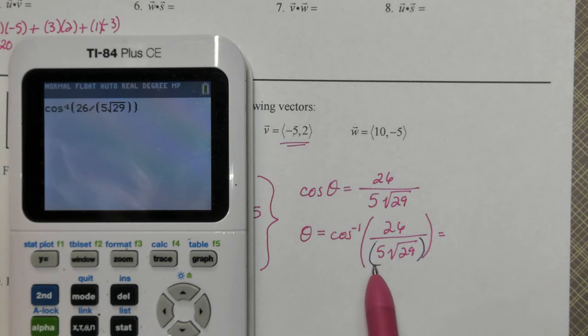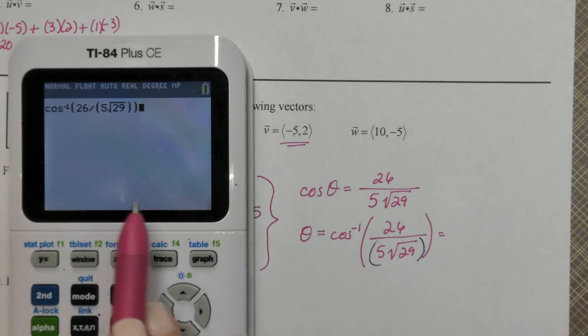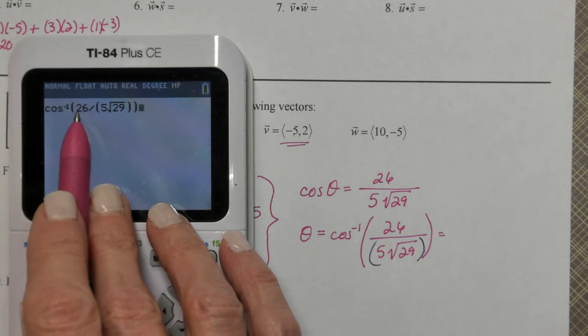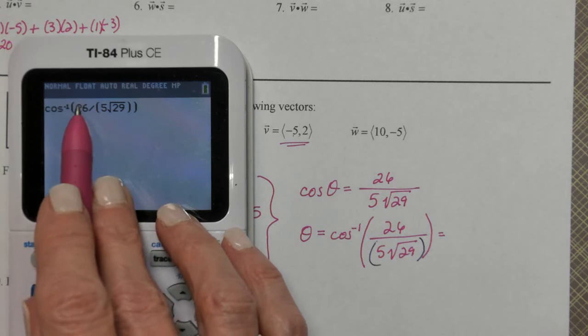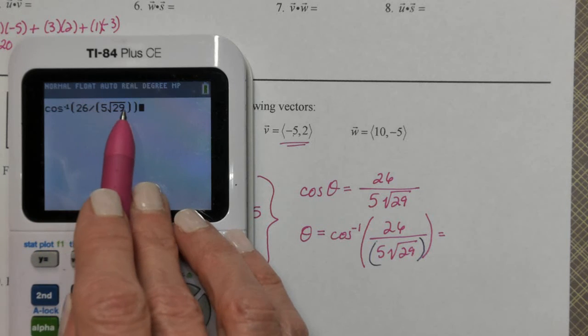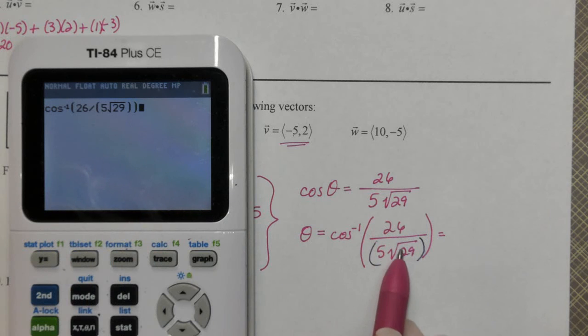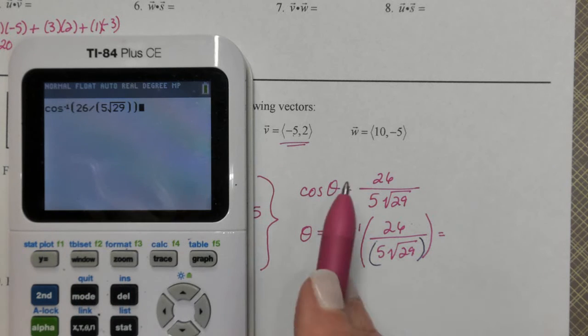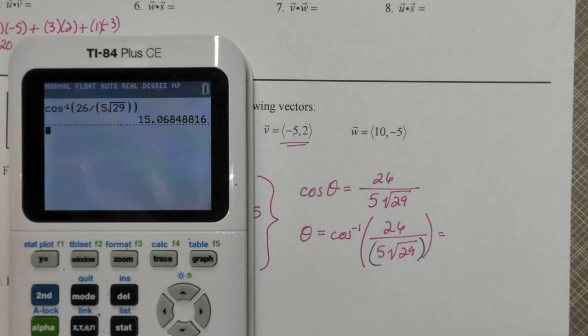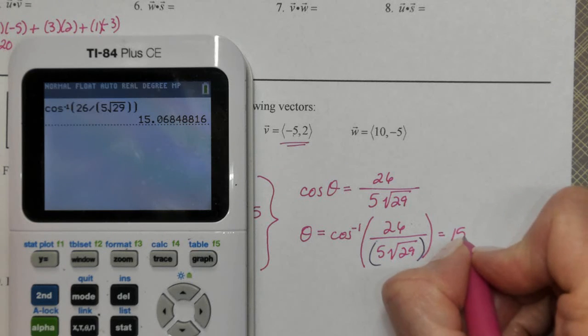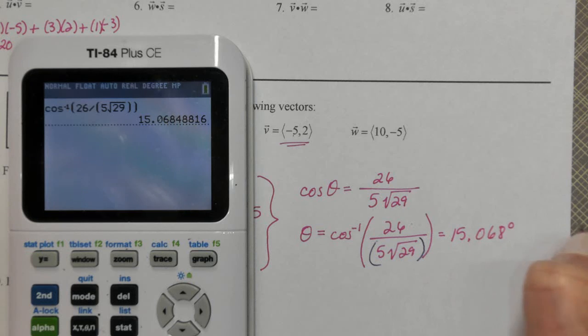We will not get the correct answer if we don't have those parentheses, because if we didn't have these parentheses here, it would be taking 26 divided by 5, getting that, and multiplying the whole thing by the square root of 29. In essence, it would be putting the square root of 29 up here with the 26, and that's not where we want it. So we have to have parentheses around that denominator. Okay? So we are going to get 15.068 degrees.